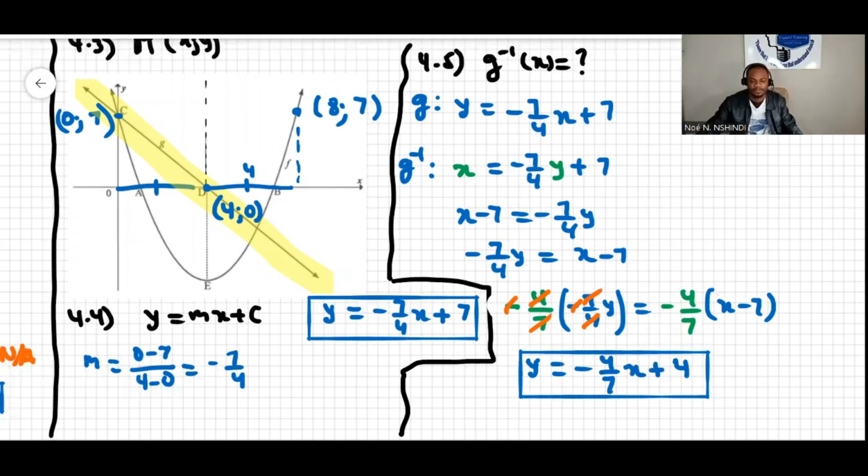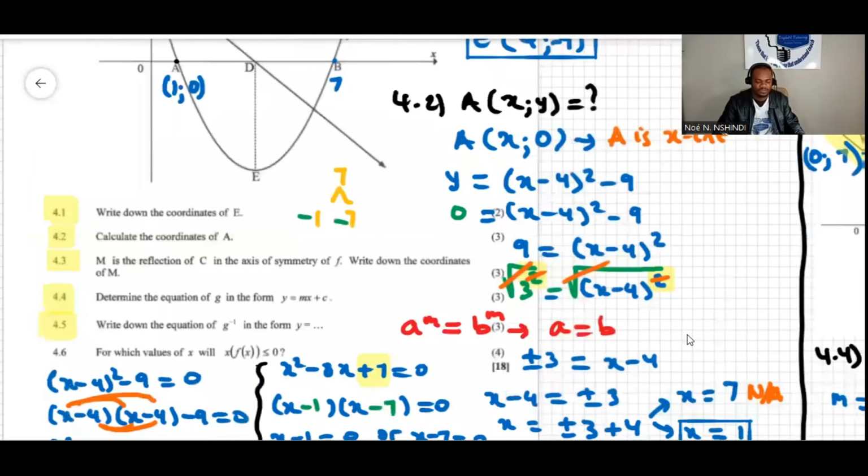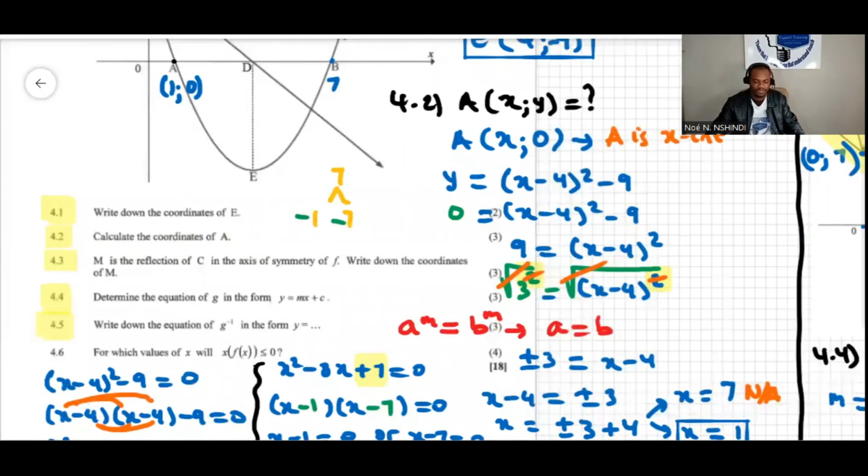And then the last question will be question 4.6. I need to move my board over here to see question 4.6. Is this the question over here? The question says, for which values of x will x times f of x be less than or equal to 0? Now let me move it over here.